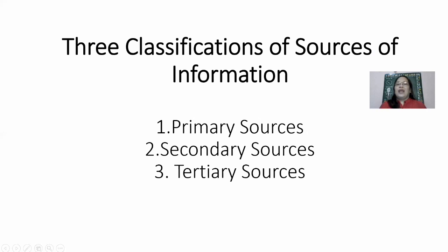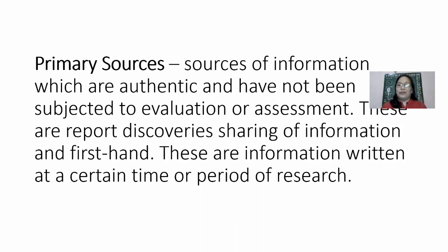Okay, so there are three classifications of sources of information. As you can see, we have primary sources. We also have secondary sources, and the third one is the tertiary sources. So the question is, how do these three classifications of sources of information differ from each other? That will be the focus of our discussion this morning. So let us start.